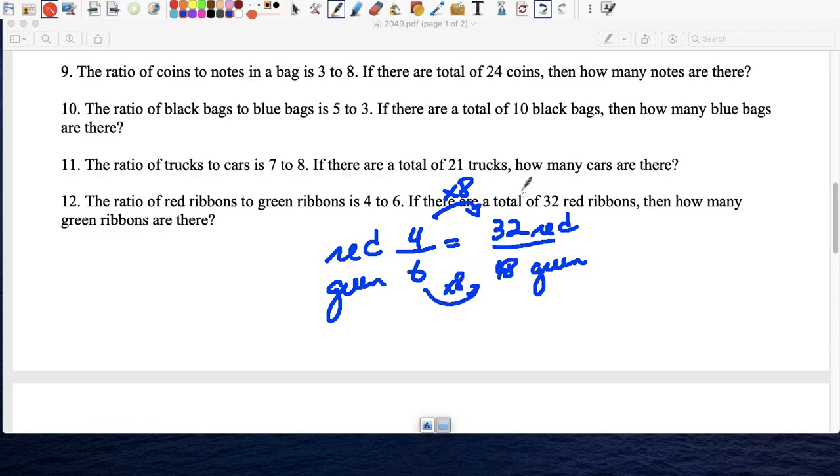Sometimes you're not going to get pretty numbers, and then you're going to have to actually cross multiply, because not every time you get a whole number. All right, that was it.